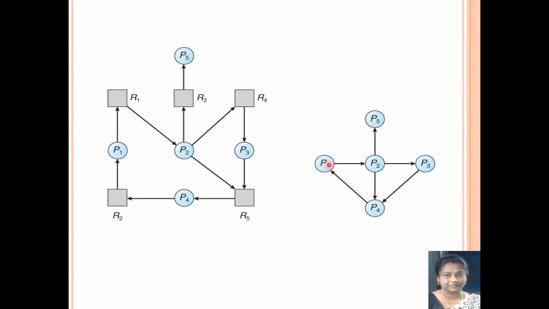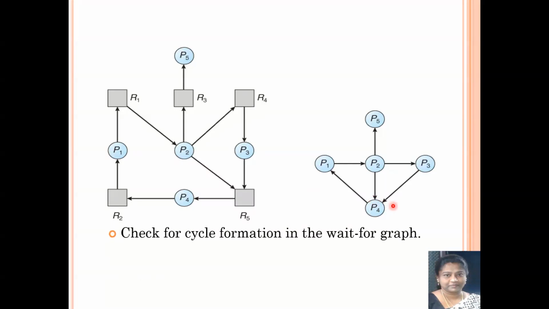Now I move on to the last process, P5. From P5, I do not have any request edge. Hence, my wait-for graph will not change. My wait-for graph is going to be the same. So I'm done with the conversion of the resource allocation graph into the wait-for graph. So the resource allocation graph has now been converted into the wait-for graph. This is our final diagram that we get.